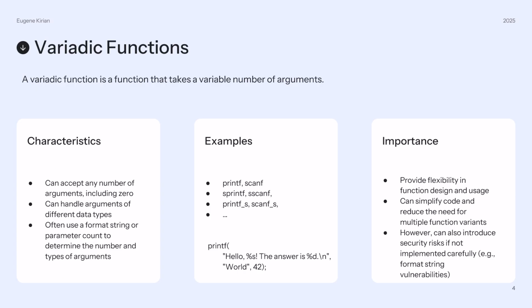Meet the shapeshifters of the coding world: variadic functions. These functions can take any number of arguments, making them super flexible and powerful. But with great power comes great responsibility and some potential security risks.